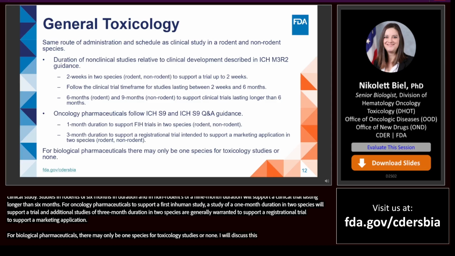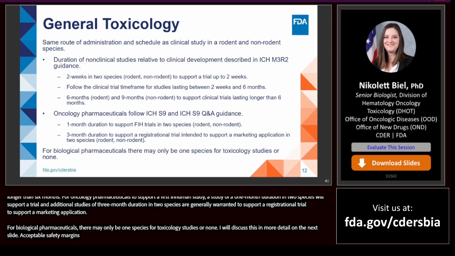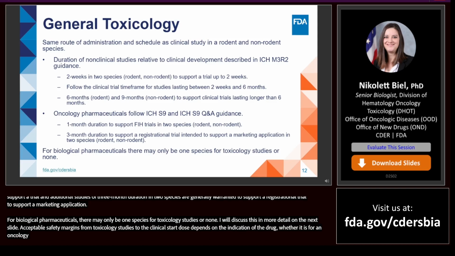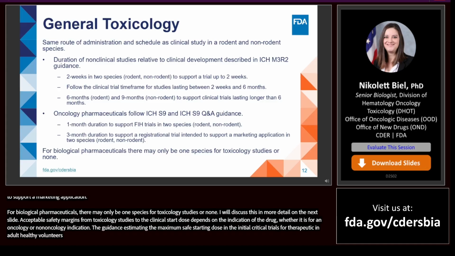Acceptable safety margins from toxicology studies to the clinical start dose depends on the indication of the drug, whether it's for an oncology or a non-oncology indication. The guidance estimating the maximum safe starting dose in initial clinical trials for therapeutics in adult healthy volunteers for non-oncology and ICH-S9 for oncology drugs can be referenced.